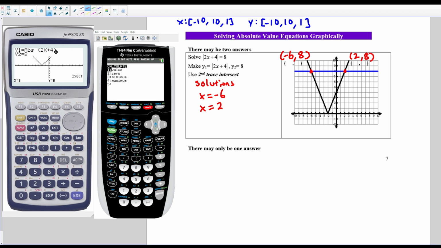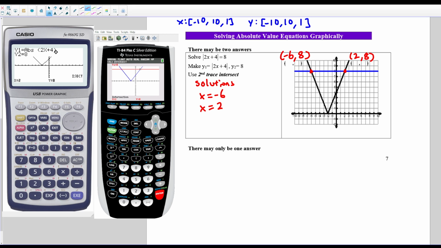And if I were to do the same thing, second trace, let's go to intersect. Now let's scroll over to the right-hand side. And we're going to hit enter, and then hit enter again because we're close. And then enter. And we see that we have an intersection of 2, 8. So depending on which calculator you use, those are two different methods to solve it graphically.